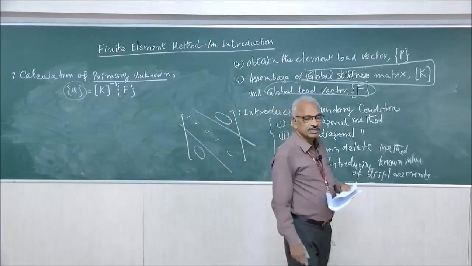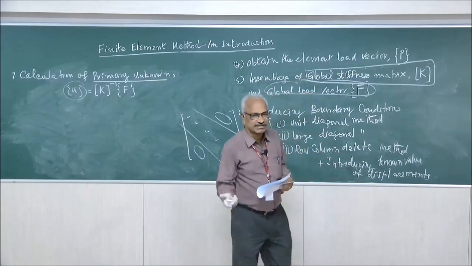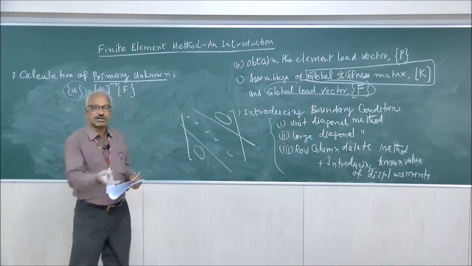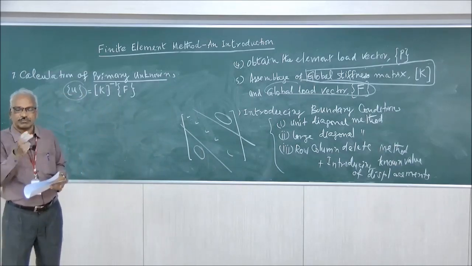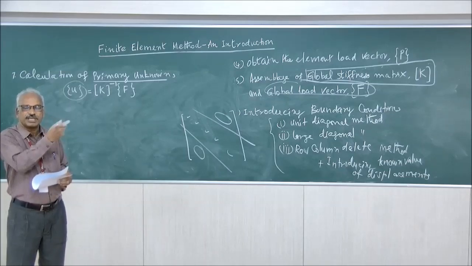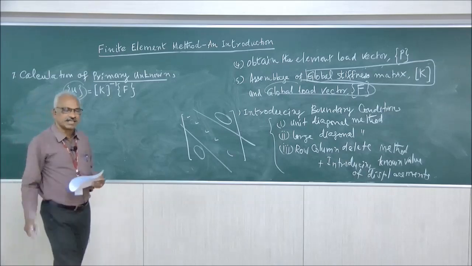Number two, the stiffness matrix will be symmetric. Suppose you take K37, it is equal to K73. K54 is equal to K45. K87 will be K78. Both will be the same. K12 will be K21. K45 will be K54. K63 will be K36. Like that, it will be symmetric.